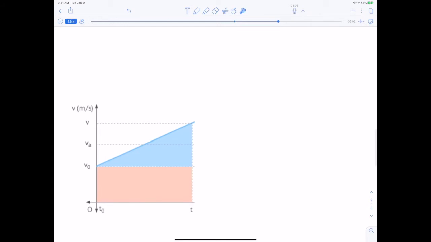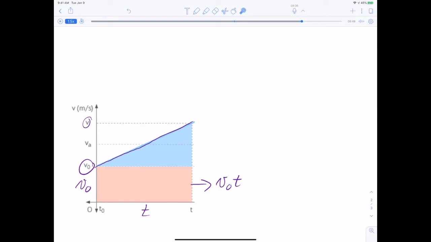This plot of velocity versus time is a straight line, so it has a slope. That means there's an acceleration. We start with a velocity of v naught and end with a final velocity of v, and it's divided into these two parts. If we think about the area of this pinkish rectangle, one side has a length of v naught and the other side has a length of time. So the area of that is v naught times t.